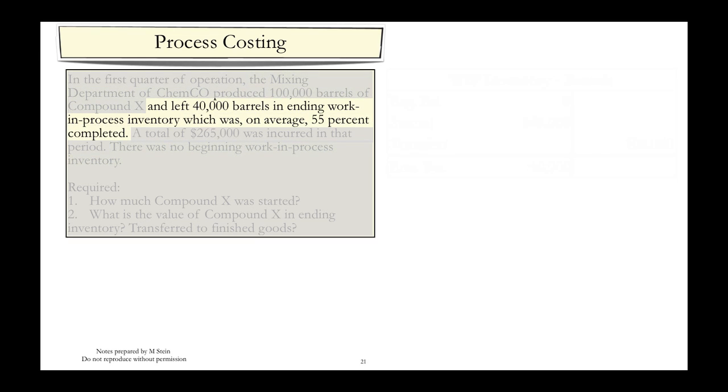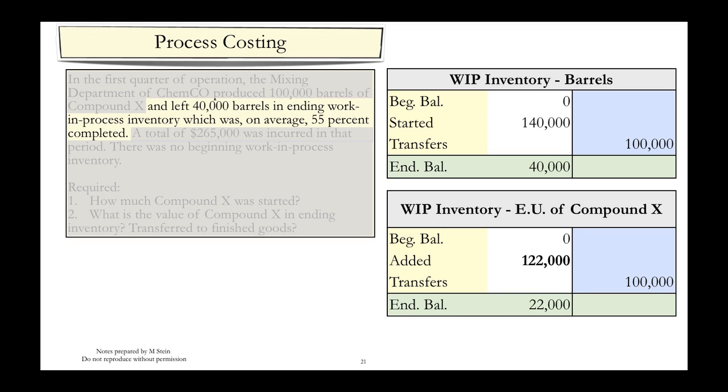A similar type of calculation for equivalent units of compound X can be performed, but we adjust the ending inventory for the fact that the barrels are only 55% complete. The 40,000 virtual units are equivalent to 22,000 units of completed work. This changes the calculation of the equivalence units added during the period.